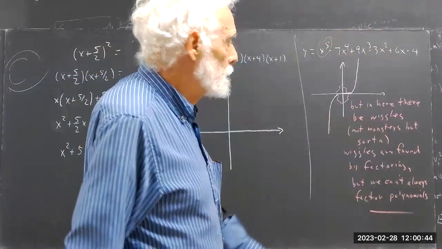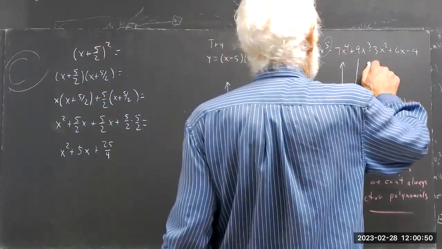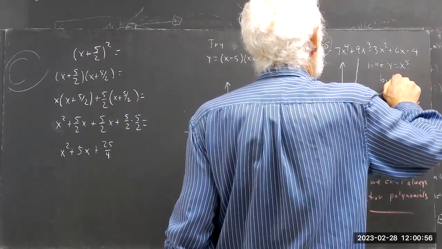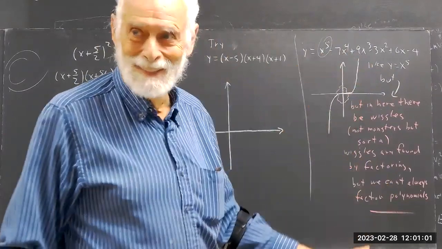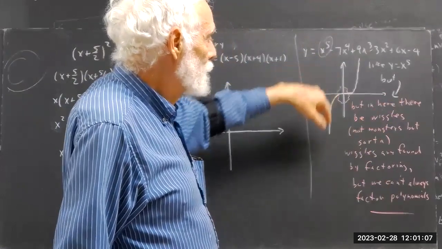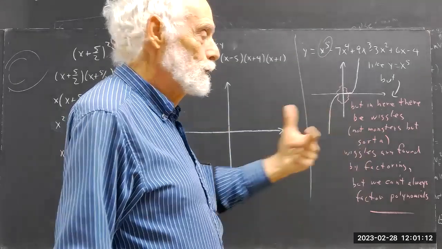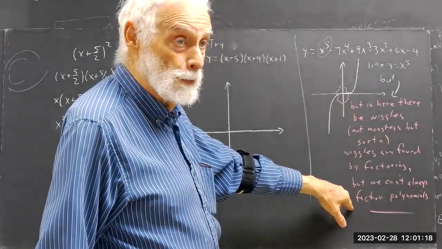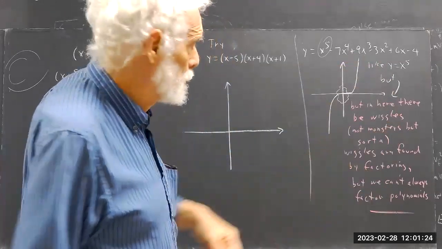Yeah, this is a polynomial. Acts like x to the fifth. But here in the middle, here there be monsters. Okay, we find wiggles by factoring. We can't always factor polynomials. Not guaranteed that we can factor this.